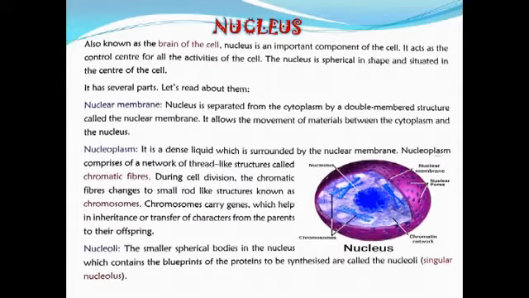Now comes the most important part of the cell, that is nucleus. So it is in the center of the cell. Now here in the diagram you can see this is the nucleus. Okay, as I told you, this is the most important part of the cell. That is why it is also called the brain of the cell. Okay, and we also call it control center of the cell. Why we call it brain or control center? Because it controls all the activities of a cell.